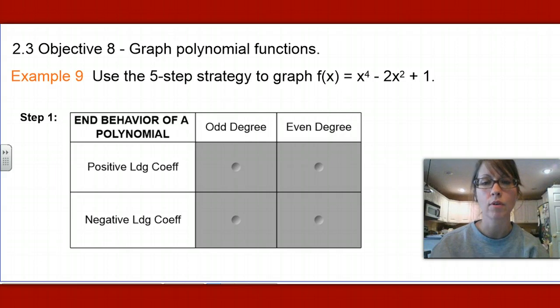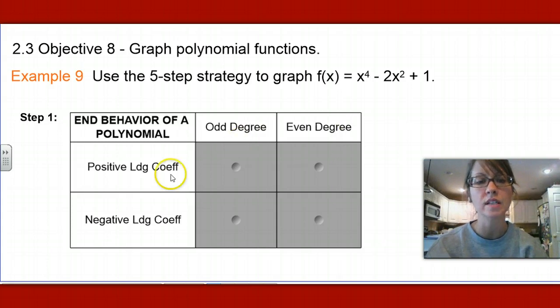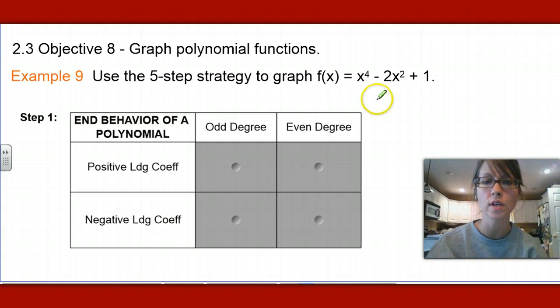Okay, and it all goes back to, is the polynomial of odd degree or is it of even degree? Odd degree polynomials will all have similar behavior on the ends, and even degrees will all have similar behavior on the ends. And then we break it down into, is the leading coefficient positive or is the leading coefficient negative? Both of those pieces of information are going to come from the term with the biggest degree.